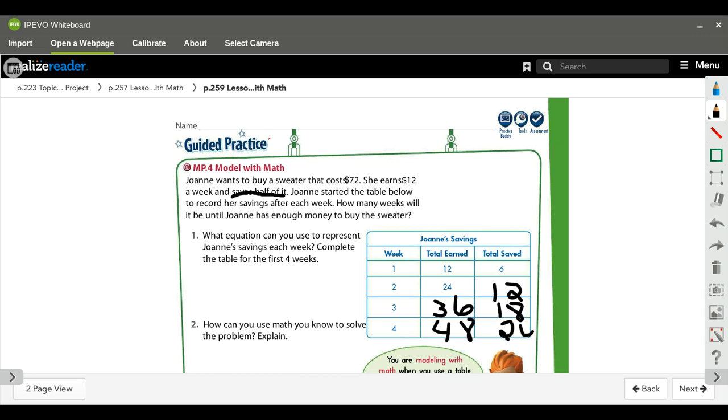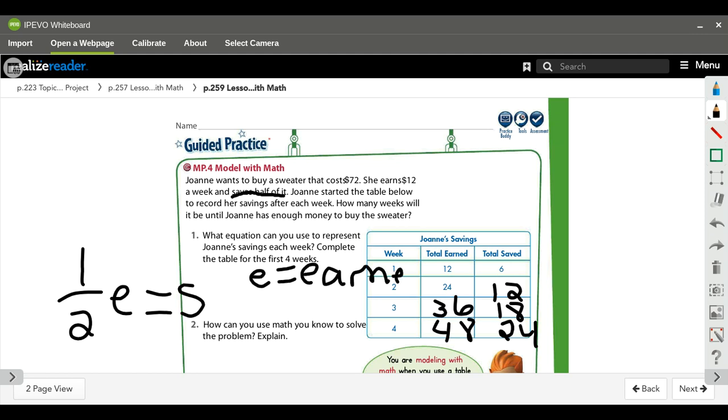So now looking at this, I can see what my rule is for the total amount earned and total amount saved. The rule that I have is she takes half of what she earns and puts that into savings. So E is going to be what she earned, and S is going to be what she saved.